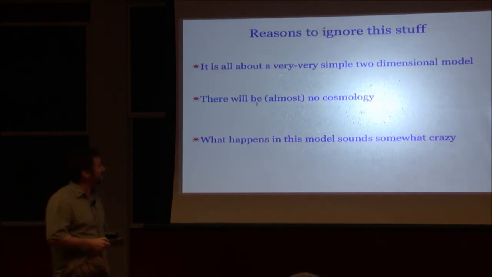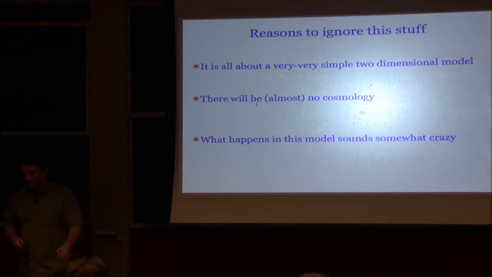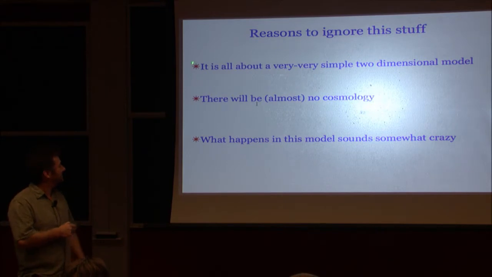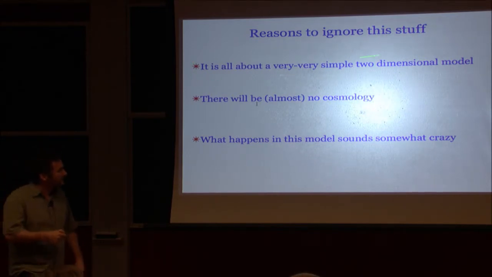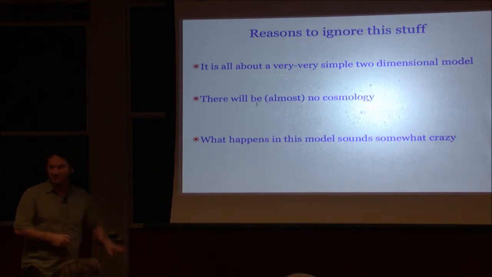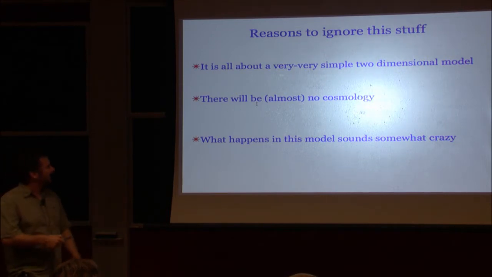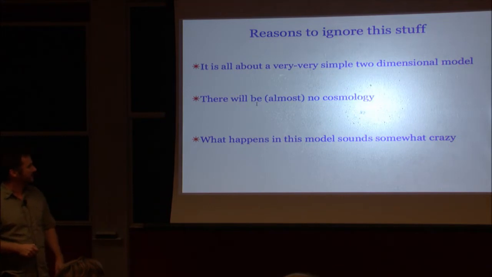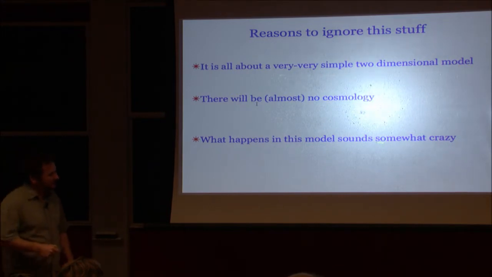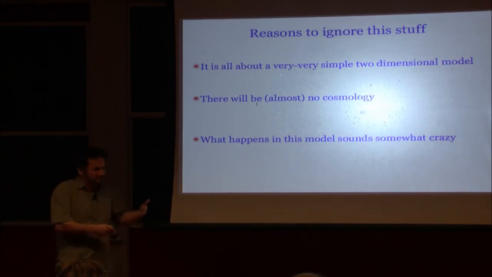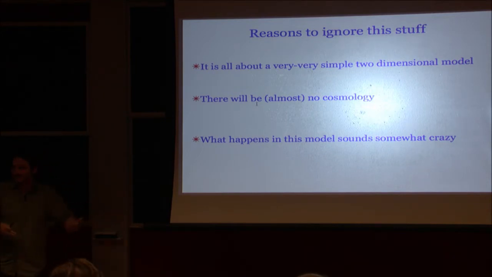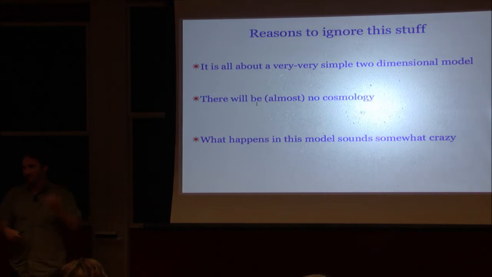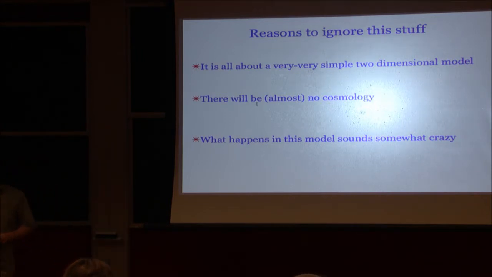I already thanked the organizers for inviting me to talk here, but these are reasons why they shouldn't have done that. So first, this talk will be about a very, very simple two-dimensional model, I mean 1 plus 1. Second, there will be no cosmology in this model, well, almost no cosmology. And also, what happens in this model sounds somewhat crazy, since what happens there is what happens. It's a calculation. But any attempt to translate lessons from here to four dimensions sounds a bit crazy, I think.